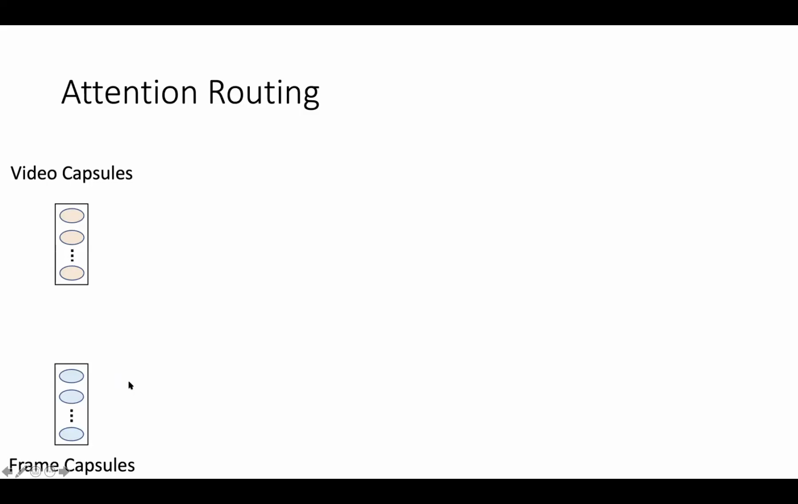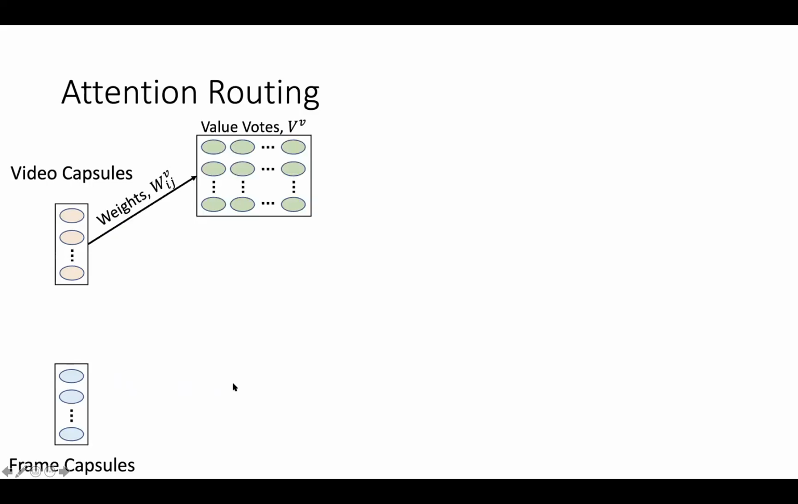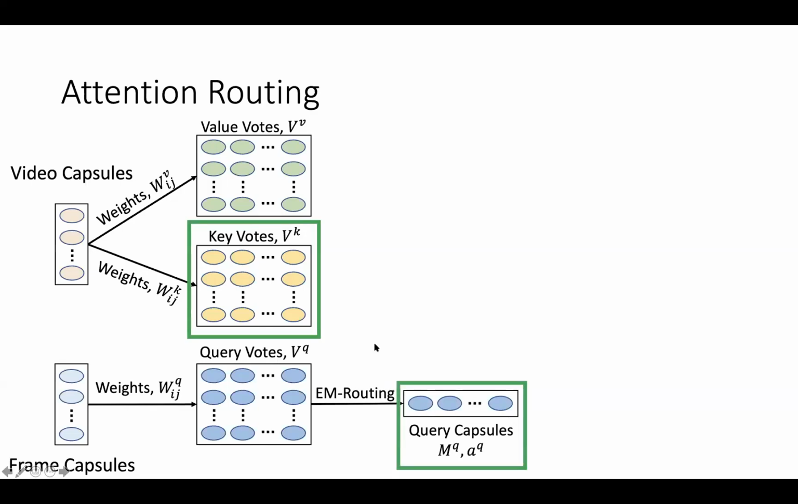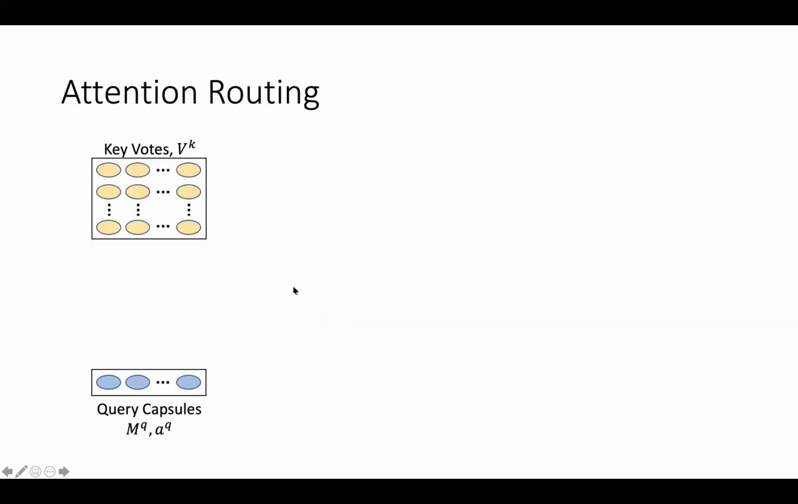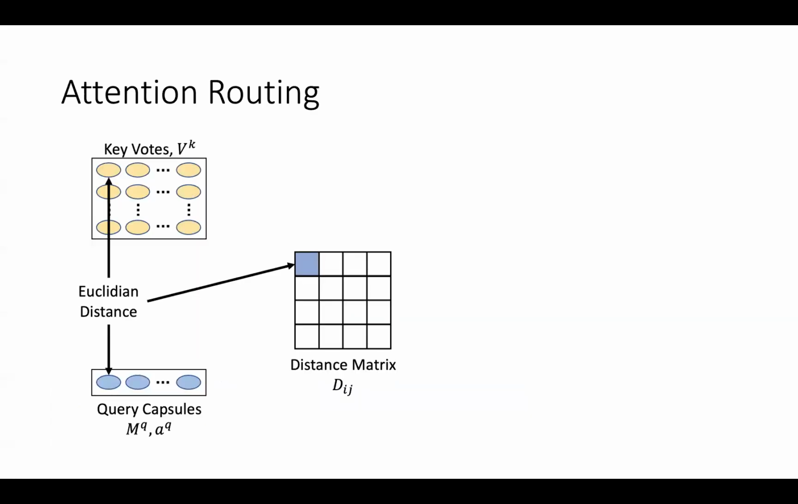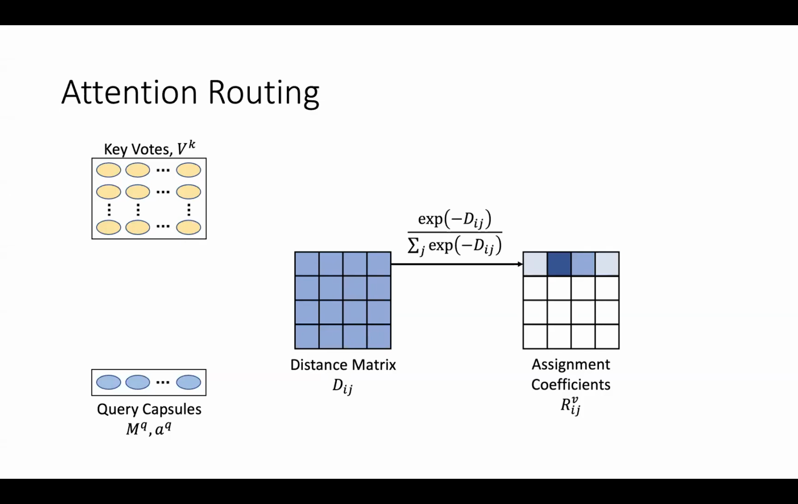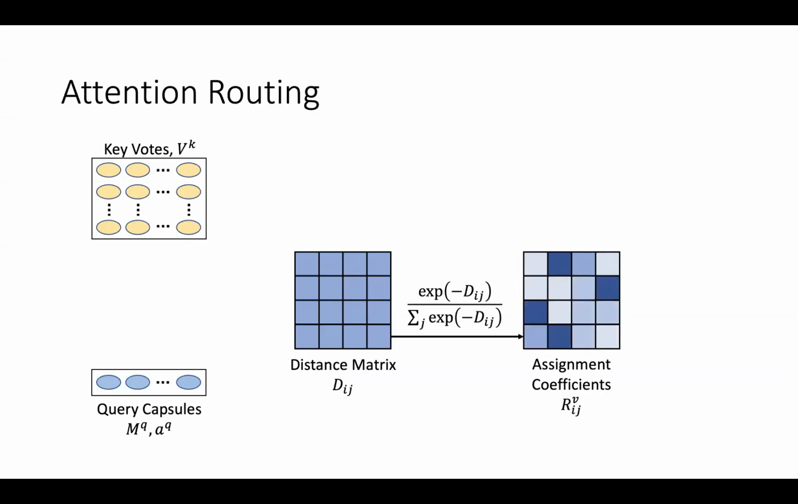So given our video capsules and our frame capsules, we obtain a set of votes. So the value votes, the key votes, and the query votes. This terminology is similar to attention, if you're familiar with that. So from these query votes, we use EM routing to generate a set of query capsules. Then, using the query capsules and the key votes, we try to find a similarity between these two. So we take the Euclidean distance between these query capsules and key votes to obtain a distance matrix. And then we have a softmax operation to obtain assignment coefficients.